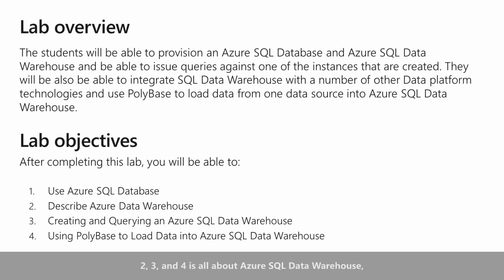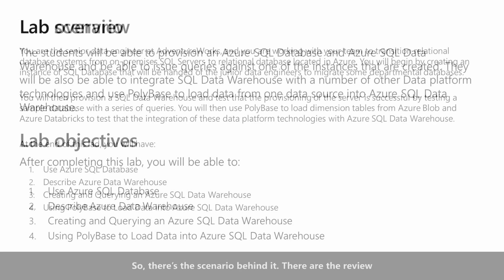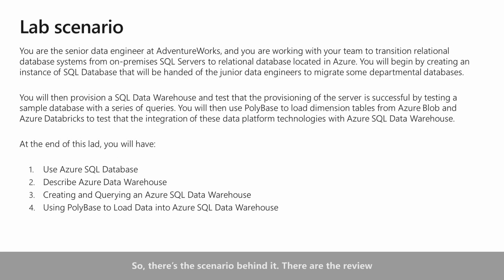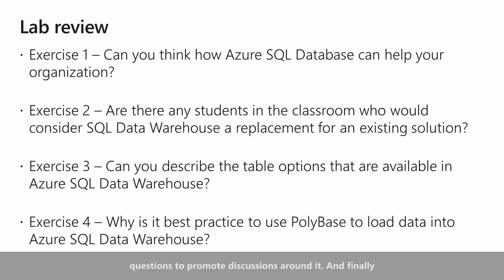But 2, 3, and 4 are all about Azure SQL Data Warehouse, where you provision it, you create it, you query it, and then you use PolyBase to load data. In Module 2, you load a date text file in Azure Blob as part of that lab. You're loading that to replace a dim date. Okay. So there's the scenario behind it. There are the review questions to promote discussions around it. And finally, you do the module summary.